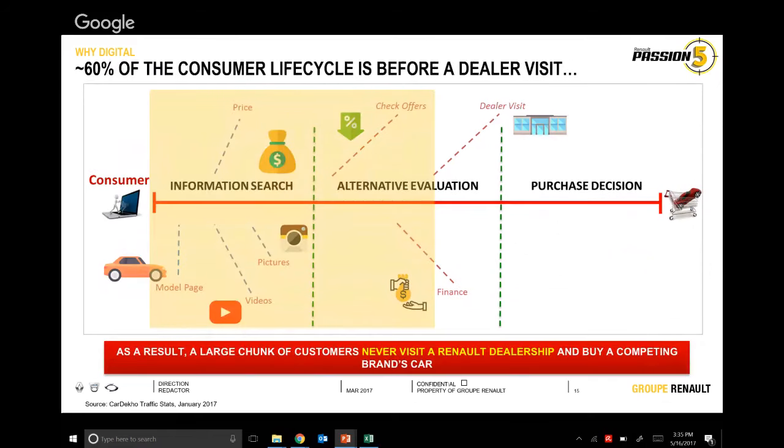So if you look here now, what do we capture? How do we capture the customers? We capture the customers in these first two phases. Like earlier, we were saying that the customer was interested in knowing about the price.